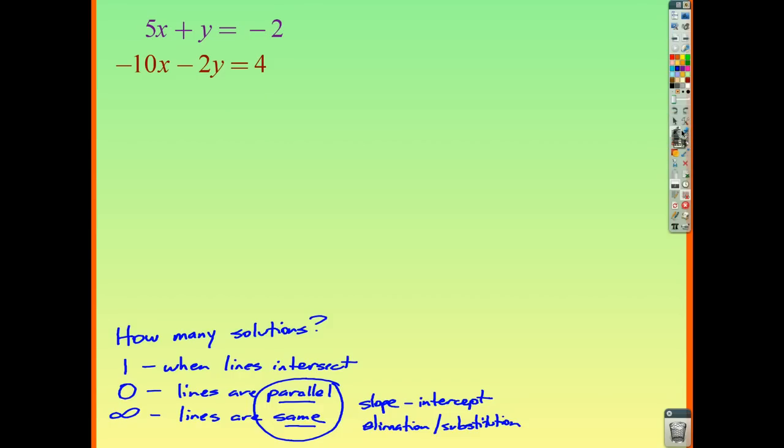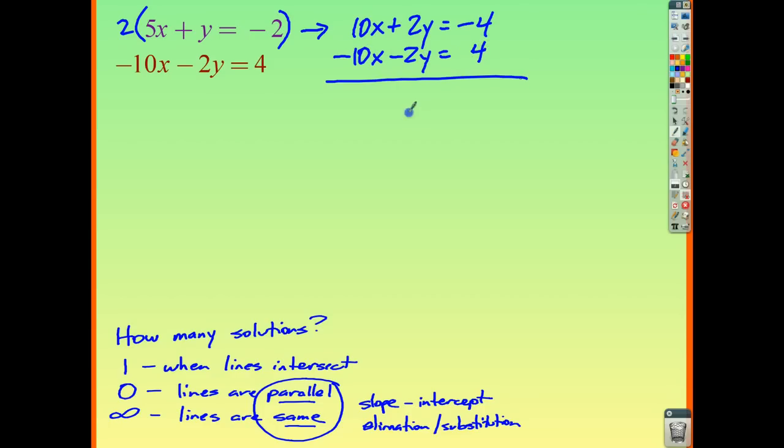Well, I'm going to take this first one and multiply it by 2, so I get 10x plus 2y equal to negative 4. I'm hoping that you can look at this one and this one and say, oh yeah, these are pretty much the same. They're just opposite of each other. When I add these all up, I get 0 equals 0. Well, that means infinite solutions.